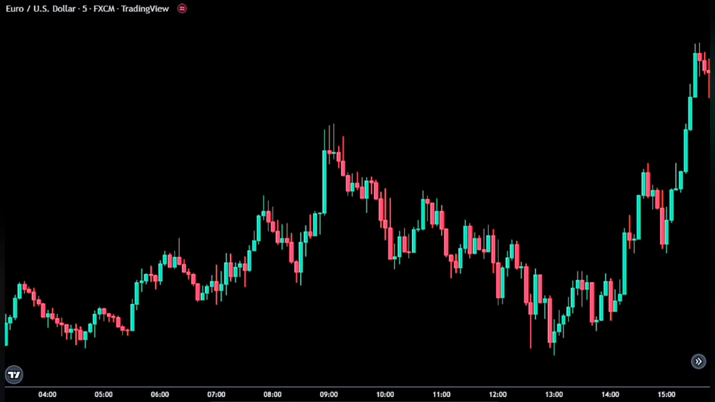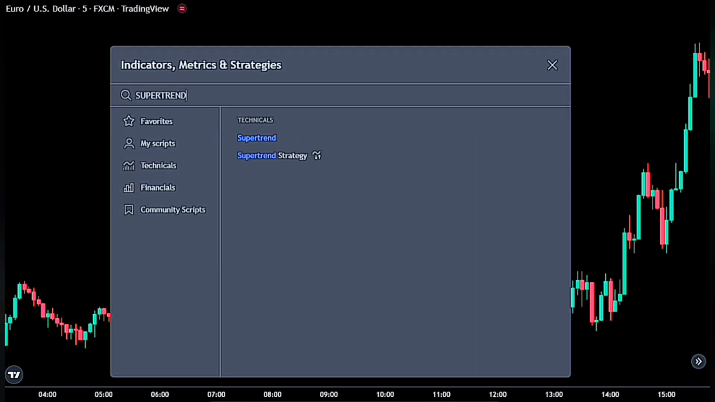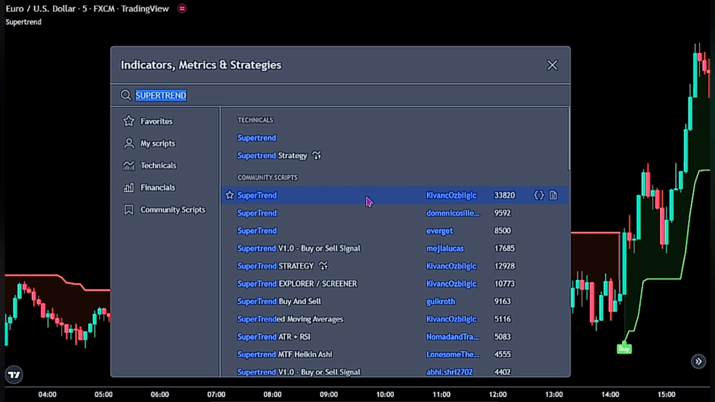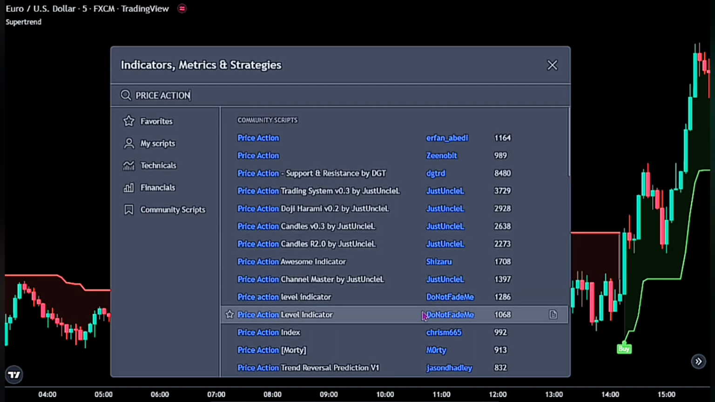So for this strategy, we would be using 2 indicators, as one shows the general trend in the market, while the other shows when the market has reached an all-time high, for possible bearish continuation, or all-time lows for possible bullish continuation. So go ahead and bring up the indicator panel and search for the super trend indicator by Kivink Asbilgic. This would be our first and main indicator for the strategy, and for the second indicator, go ahead and search for price action. Then you need to look for this indicator by Fusion Turtle Trader.